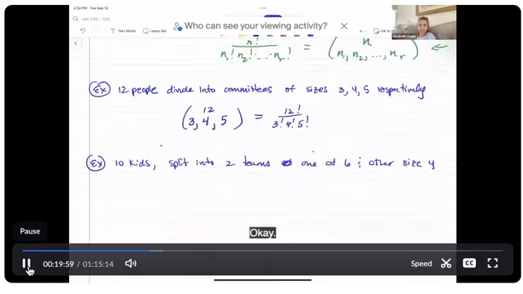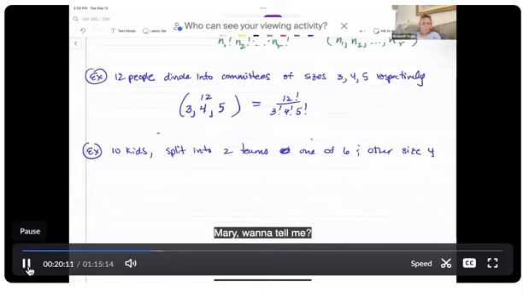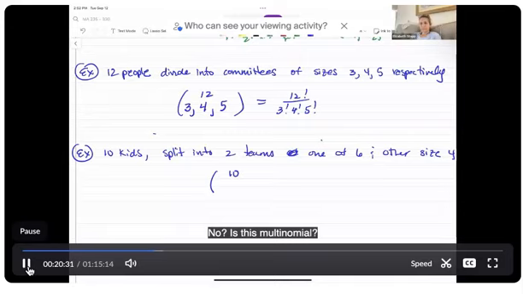Kittens. Anybody want to tell me? Okay. No? Is this multinomial? No tuning me out. Thank you.